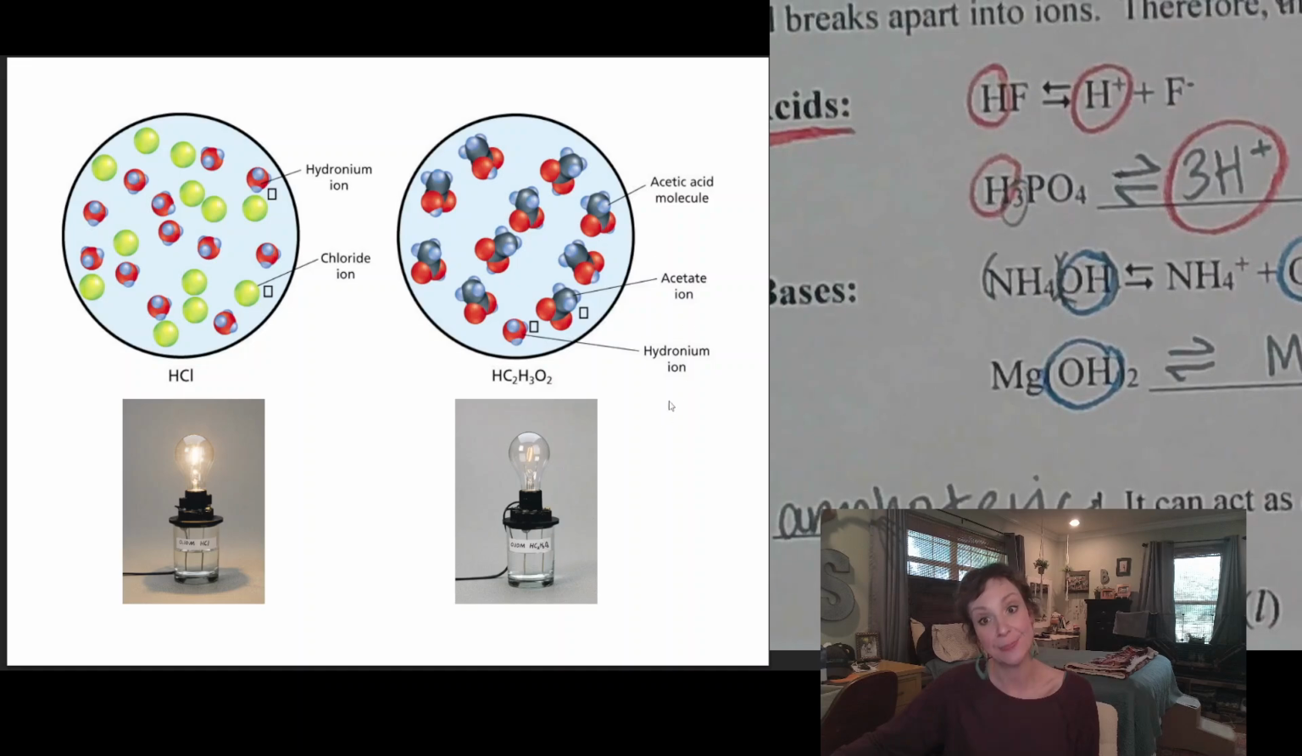And my weak acids and bases, because they dissociate only slightly, will be very, very weak electrolytes.